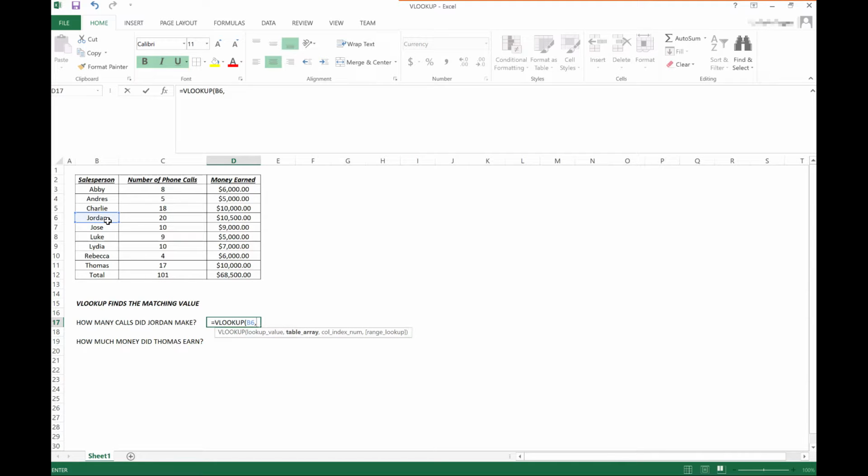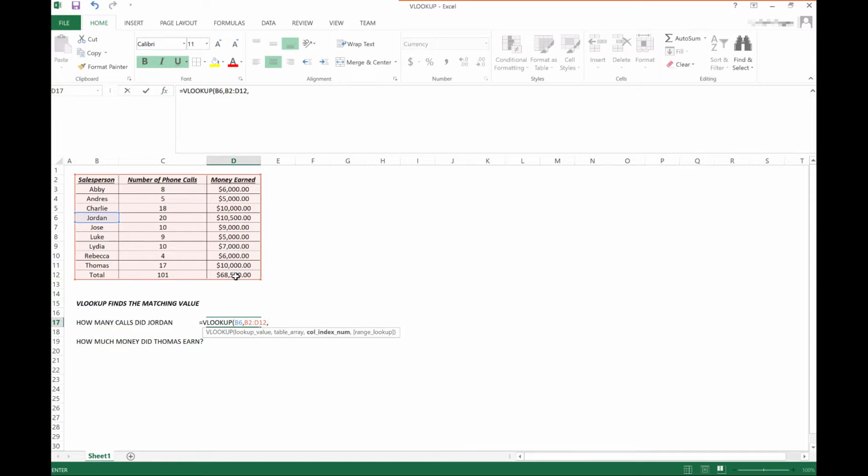comma, the table array, which is a fancy word for selecting the entire table. So I'm going to select everything from the headers to the total row. Enter my comma. Now it's asking for the column index number.